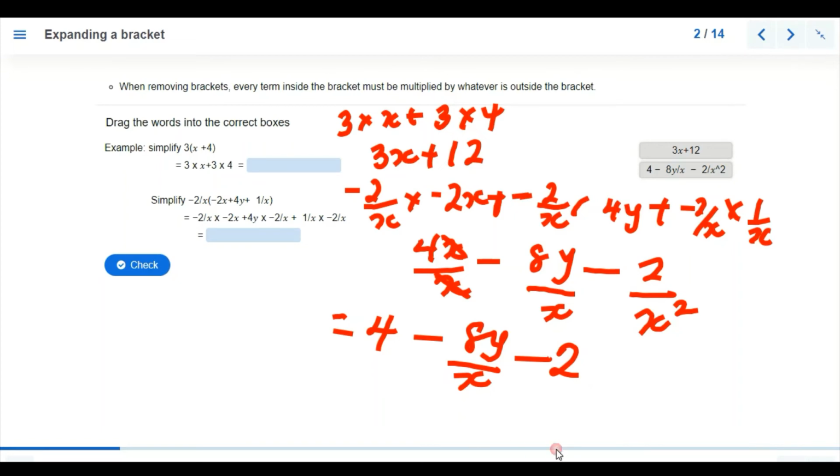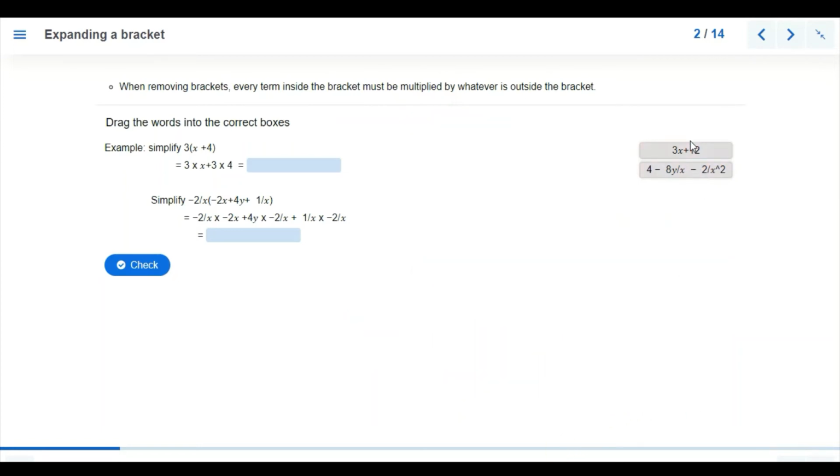So that leads us to arranging and fixing the right answers into the boxes that we have. Okay, let's draw the answer. For the first one, the solution is 3x plus 12. For the second one, the answer is going to be 4 minus 8y over x minus 2 over x raised to power 2. So that's the answer, and let's check.